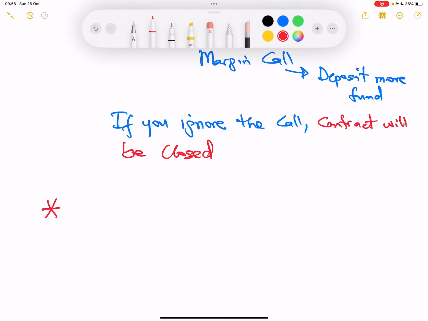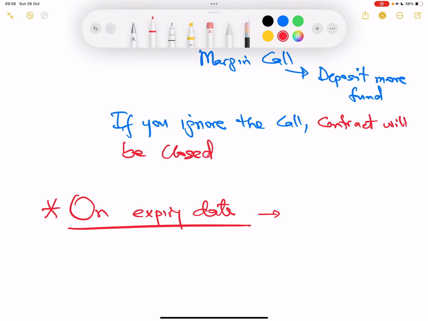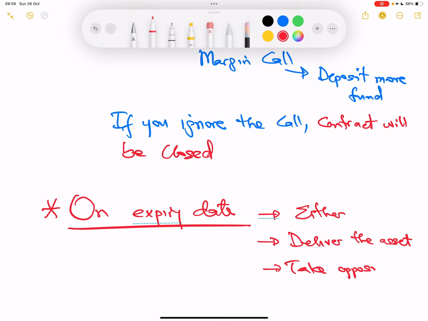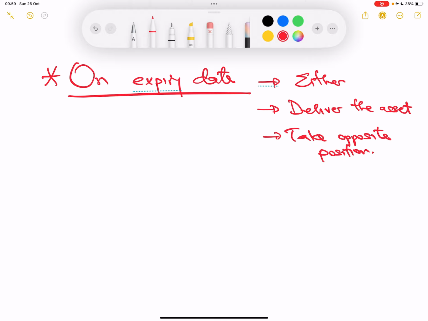And on expiry date, please note this, very important now. On expiry date, you can close a future either by delivering the asset, that is the obligation, or you take opposite position. Which is a popular one that you will see in reality. And that is the approach we're going to be using in this paper.